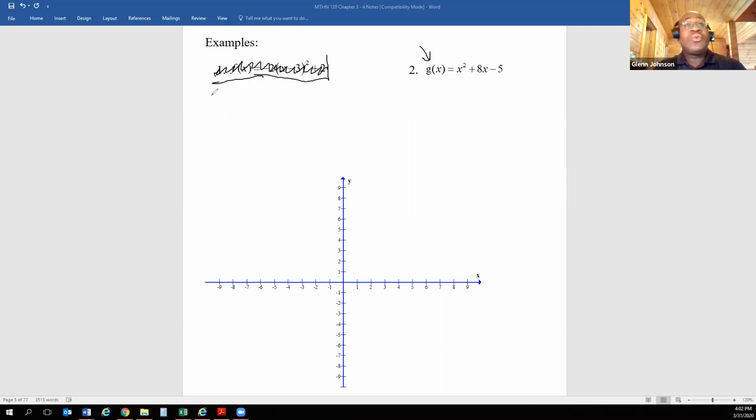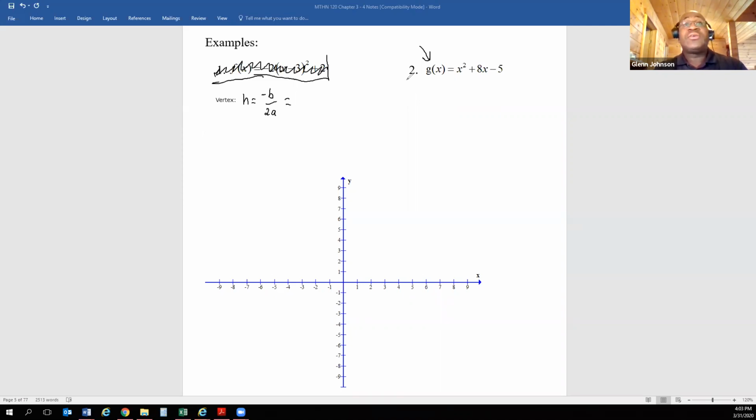So the first thing you want to do is find the vertex. Now, because this particular equation is in the general form, the way that we find the vertex is going to require a little bit of work for us. All right, so first of all, to find h, that's going to be equal to negative b over 2a.